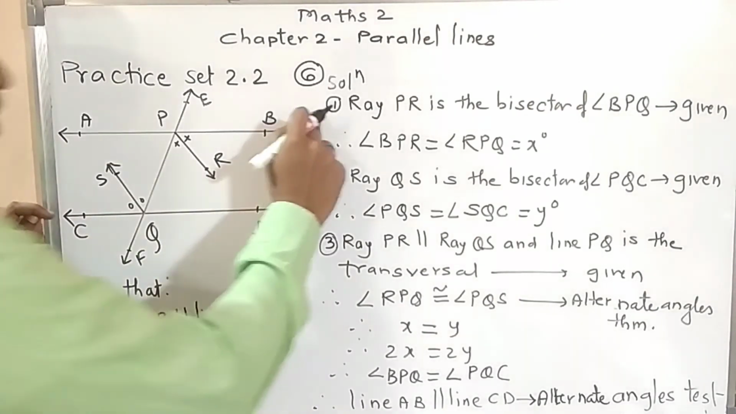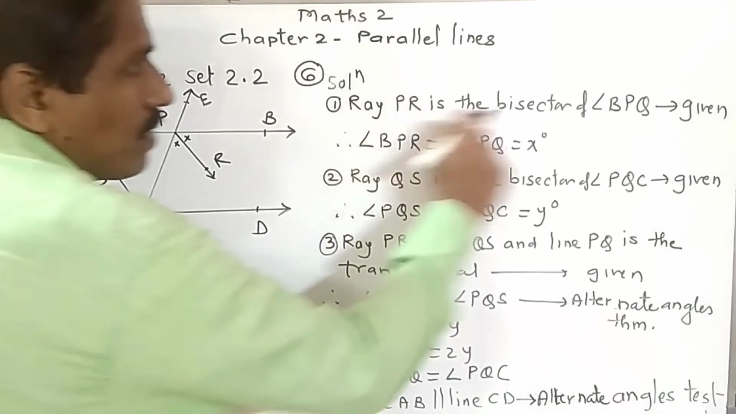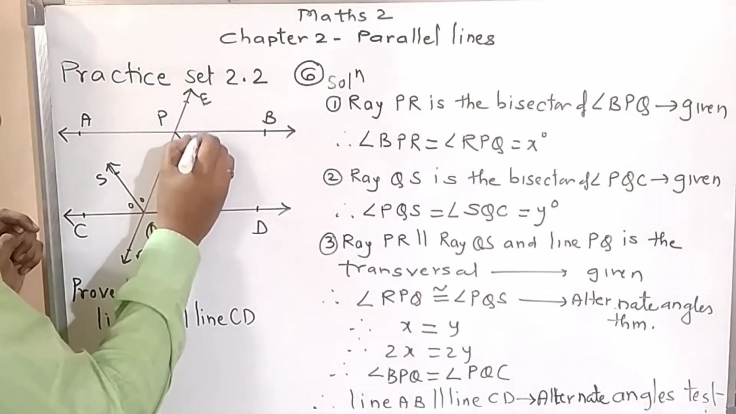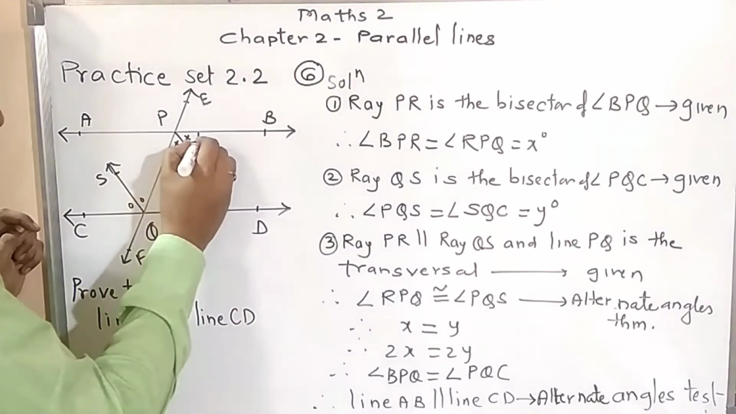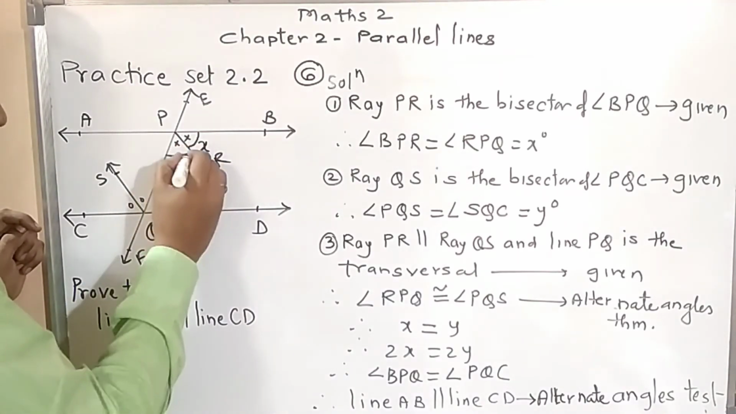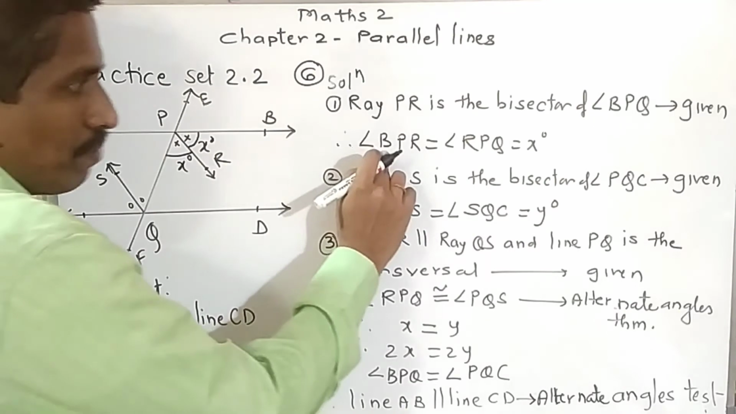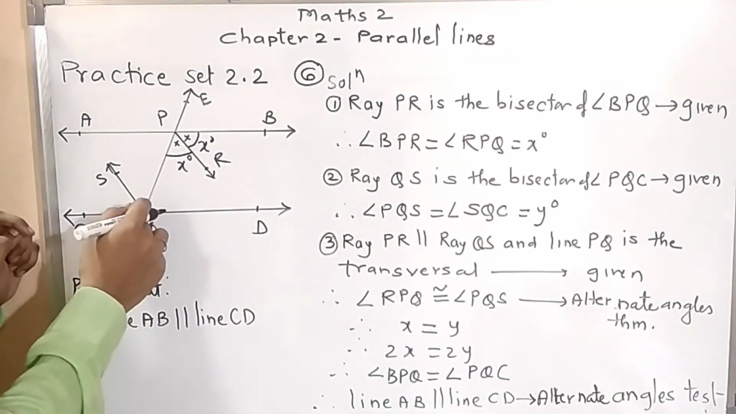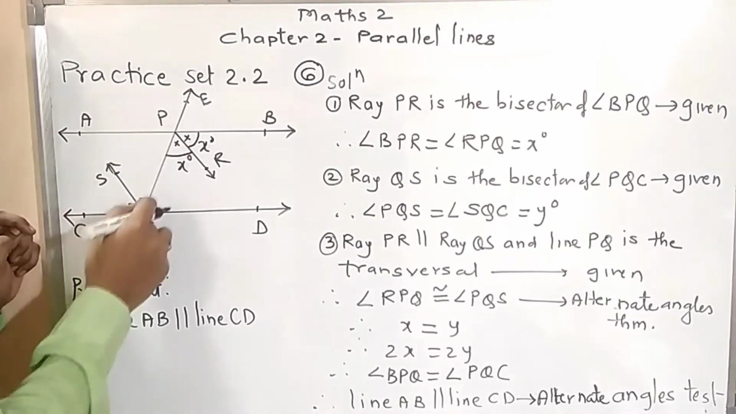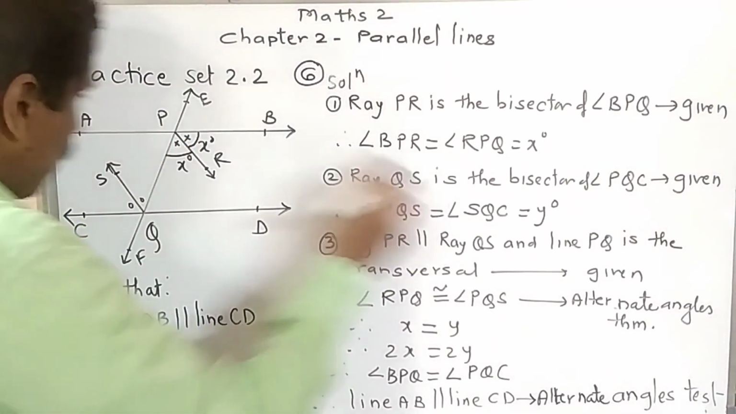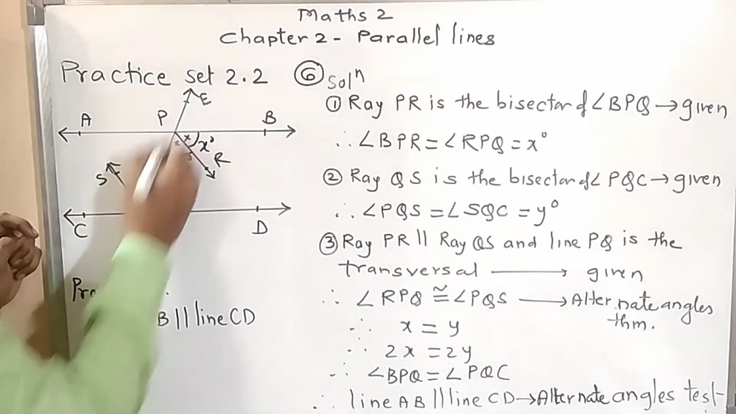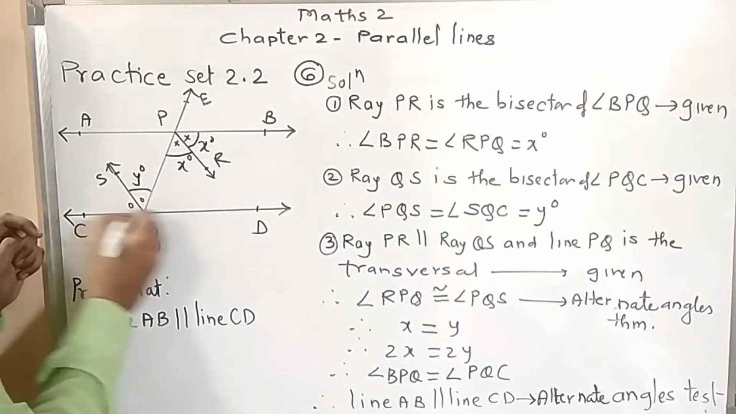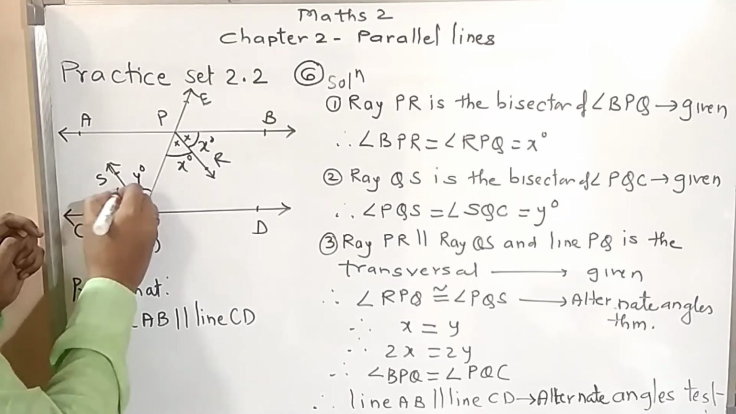Solution. Ray PR is the bisector of angle BPQ, so this angle is congruent to this angle. Let it be x degree. Angle BPR is equal to angle RPQ, which is x degree. Ray QS is the bisector of angle PQC, and therefore angle PQS and angle SQC, let it be y degree.